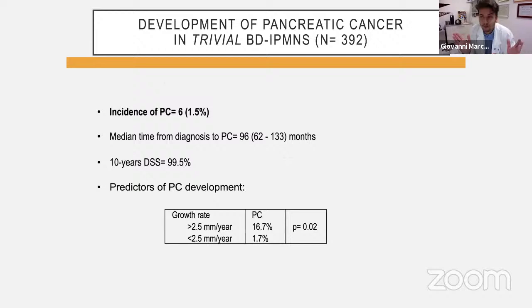And as a matter of fact, trivial has a risk of having a cancer of 1.5%. The median time from diagnosis to cancer is 96 months, and the growth rate predicts the development of cancer. So they are true BD-IPMN.